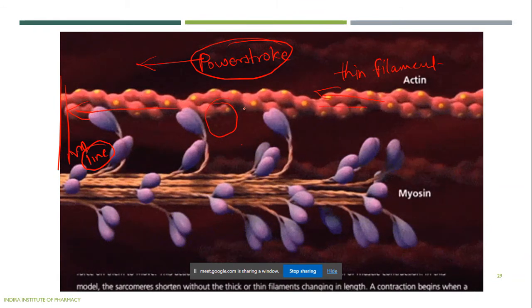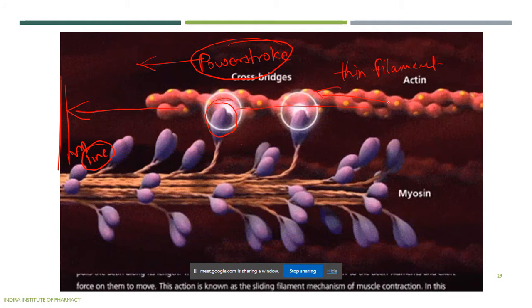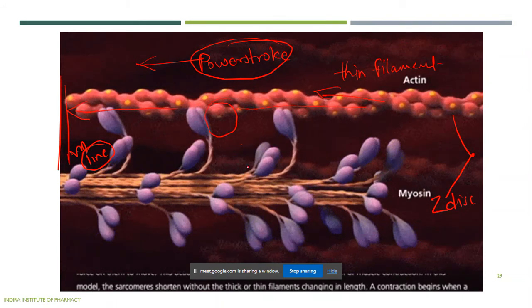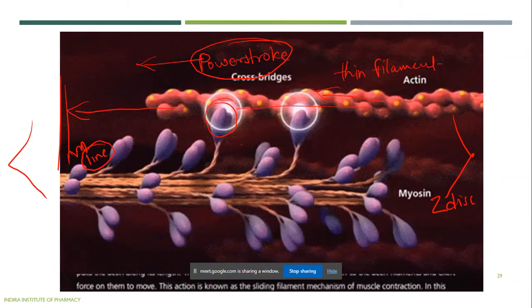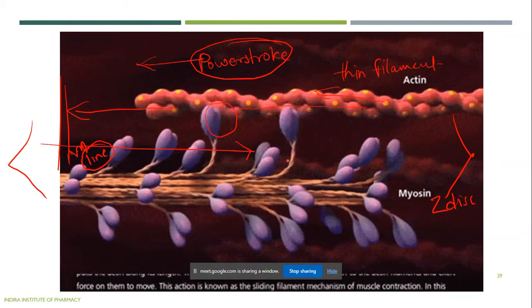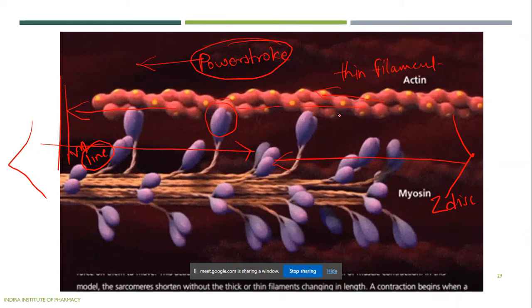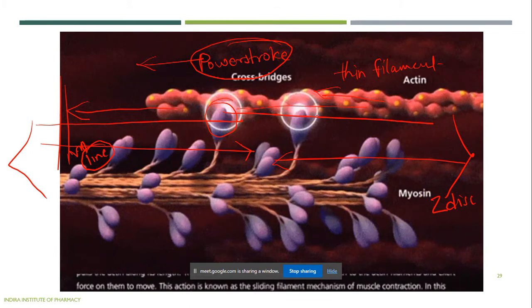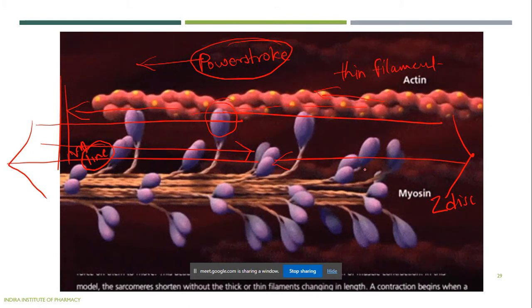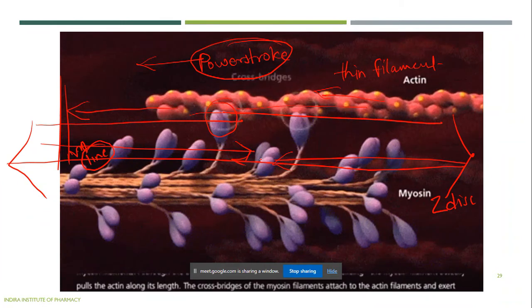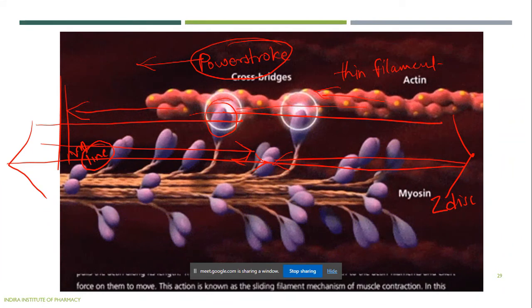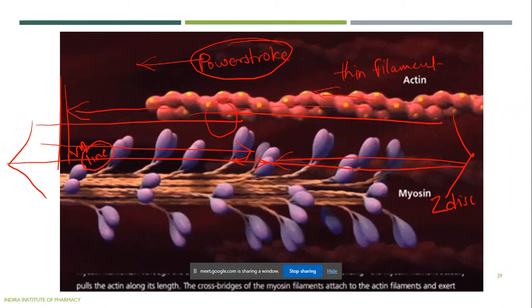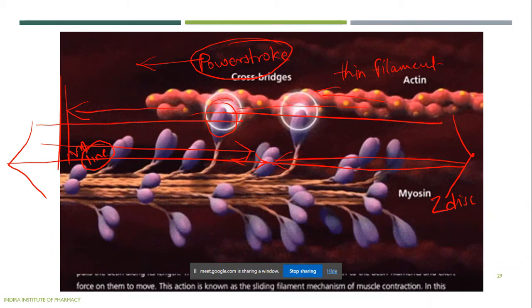This will continue until the contraction happens. As the thin filament is bound to the Z disc on both sides, the Z disc from this side and the Z disc from this side will come closer to each other due to this continuous movement. When the thin filaments overlap each other, the distance between the Z discs gets less. So this is the first part of the sliding filament mechanism, that is the contraction cycle.